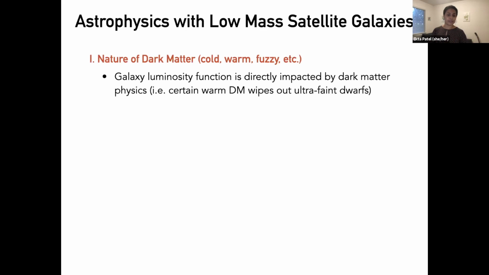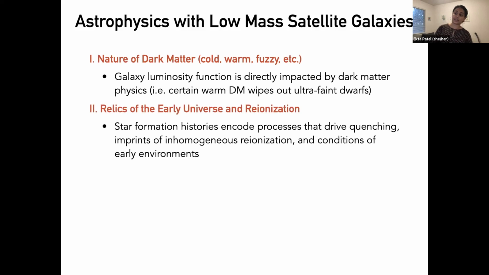So more broadly, there are multiple areas of astrophysics that can be studied with these low-mass satellite galaxies, aside from just building our understanding of how low-mass galaxy evolution proceeds in the galactic neighborhood. Some of these include building a further understanding of the nature of dark matter and the different models of dark matter that can be constrained with observations of ultra-faint dwarf galaxies. For example, in certain warm dark matter models, one would not expect to see many of these ultra-faint dwarf galaxies.